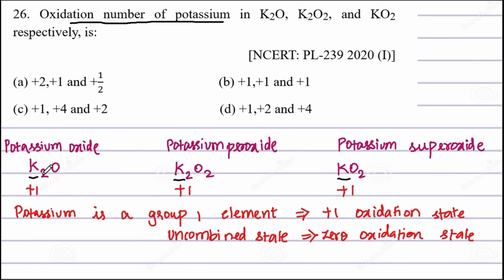So what is the difference in all these 3 compounds, potassium oxide, potassium peroxide and potassium superoxide? The difference is the oxidation number of oxygen atoms. In all the 3 compounds, the oxidation number of oxygen atom is different. So we can find that. In the first compound K2O, let us find the oxidation state of oxygen. The oxidation state of potassium is +1 into 2 atoms, plus X equal to 0. 2 plus X equal to 0. The value of X is -2.